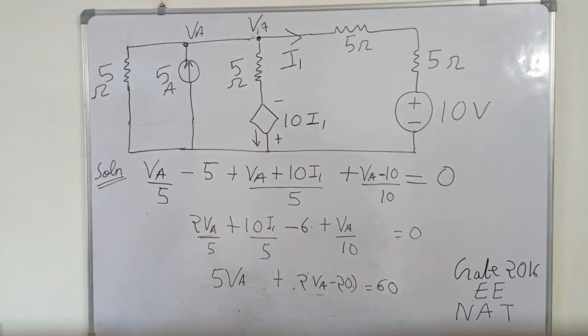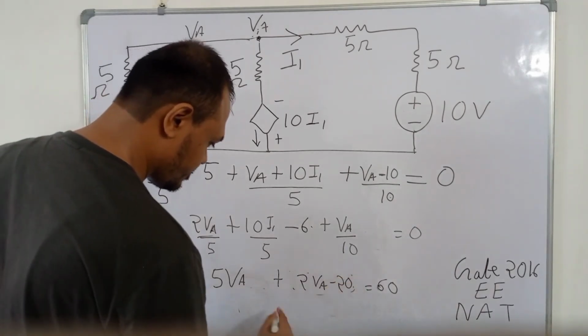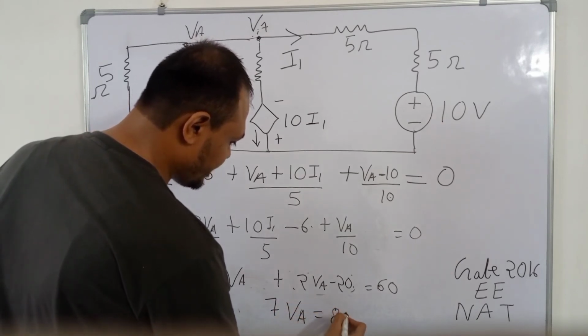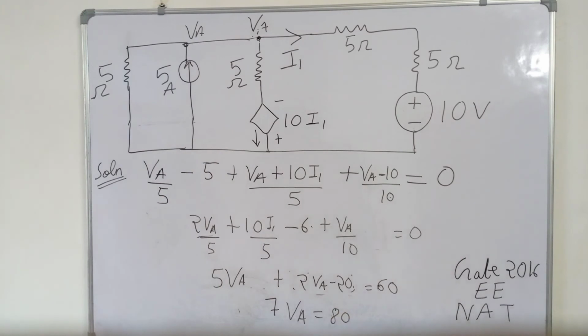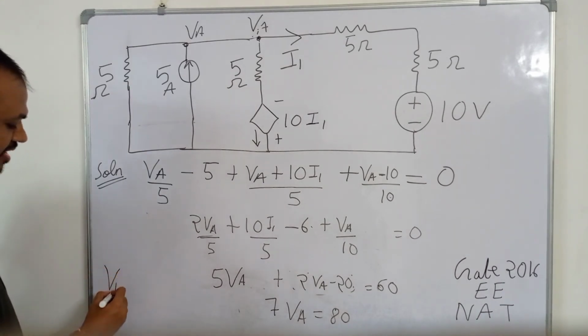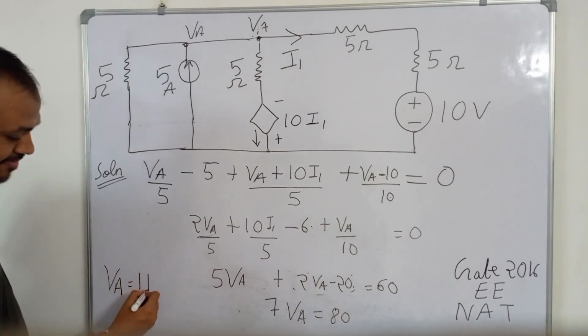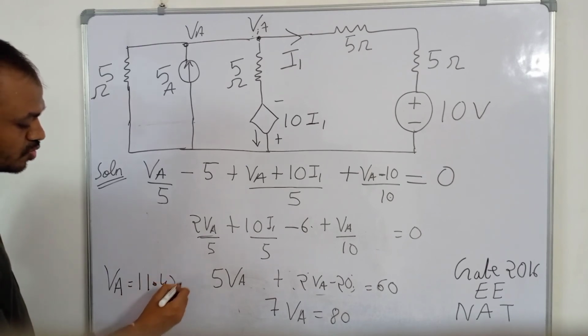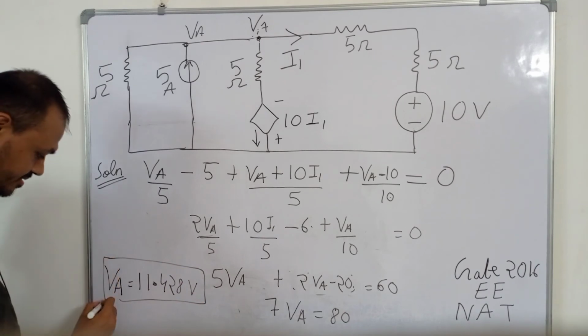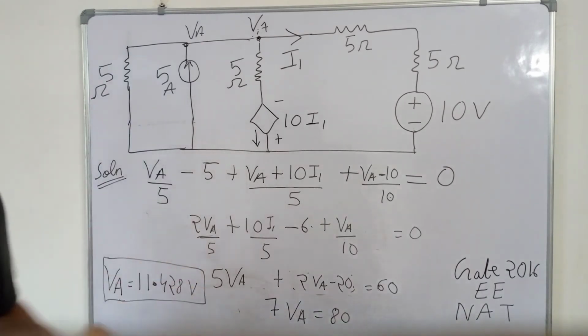So 7 VA equal to 80. If you solve it, you will get VA equal to 11.428 volt. This will be the answer for this question, because 80 upon 7, if you divide it, you will get 11.428 volt.